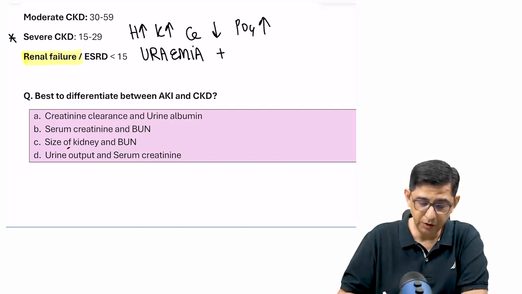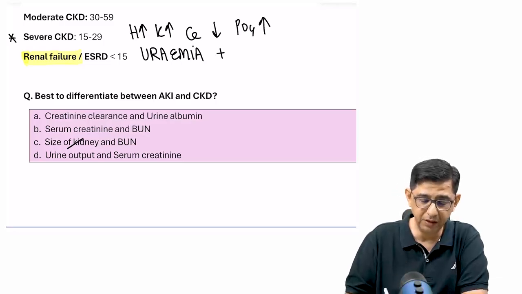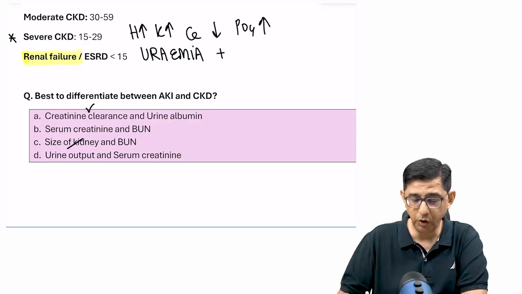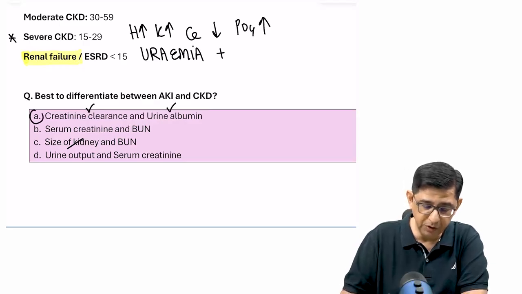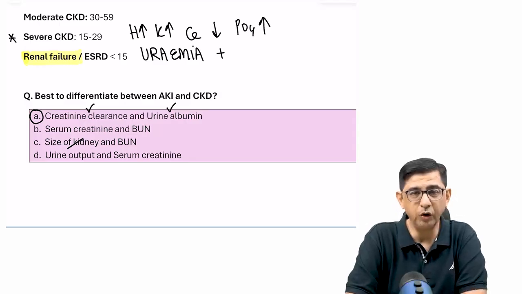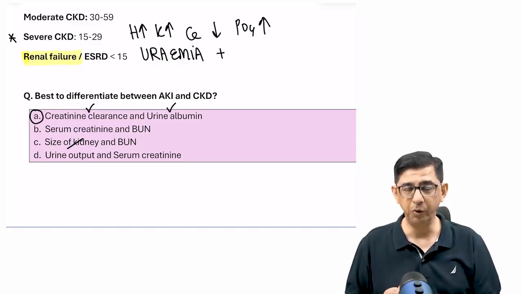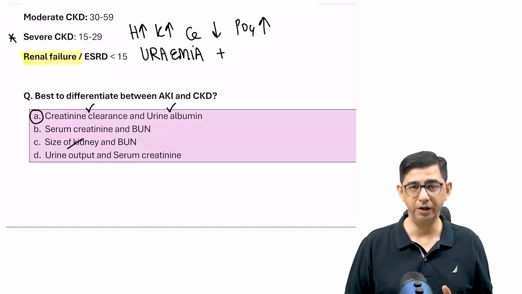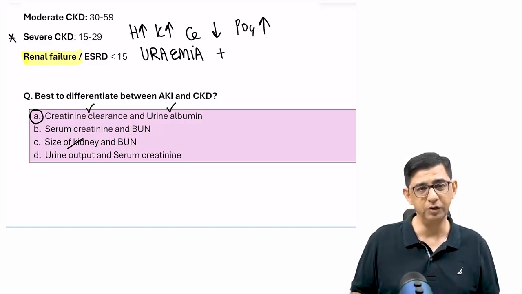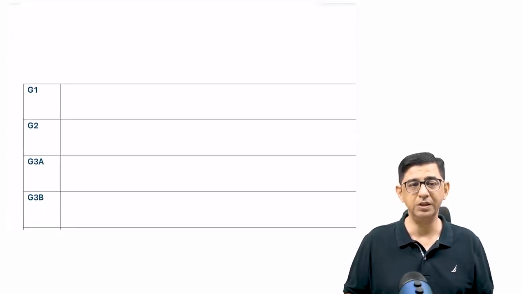The answer here is not the size of the kidneys. It is what we have been discussing. Calculate the eGFR, that is creatinine clearance, and urinary albumin. The answer for this is option number A. What is best to differentiate acute kidney injury and chronic kidney disease? It is creatinine clearance and urine albumin. Urine albumin will not be present in acute kidney injury.